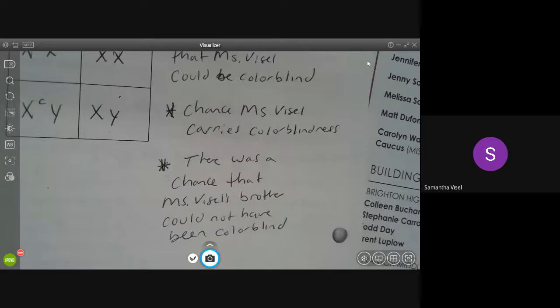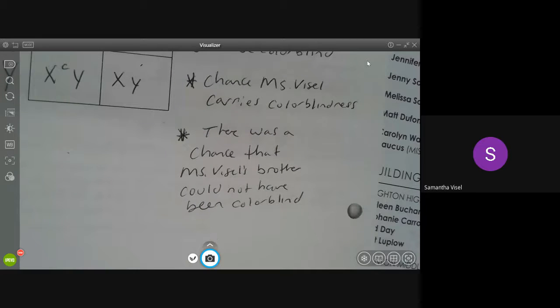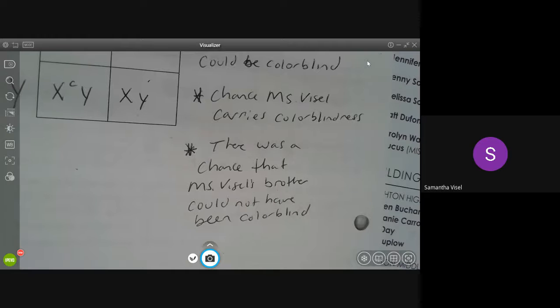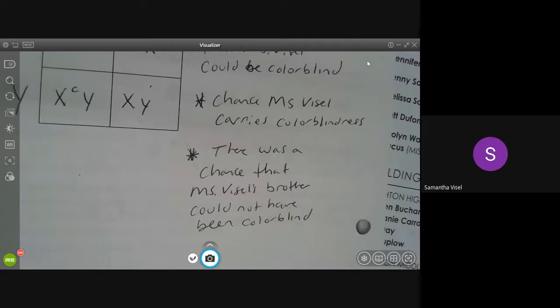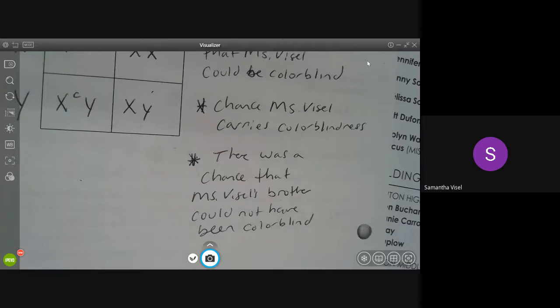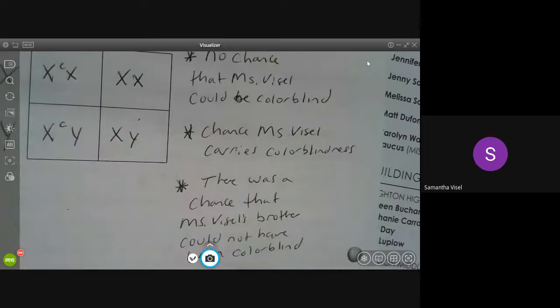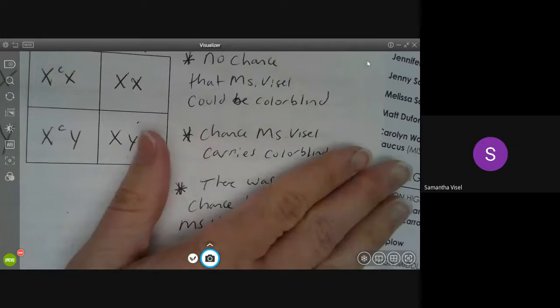So just due to unfortunate statistics, he happened to have received that colorblind X chromosome there, but there was a chance that he could not have been colorblind. 25%, I suppose, if you're also including the outcomes of sex, but 50-50 if you're just looking specifically between the two XY combinations. All right, so that's it for our notes for the day.